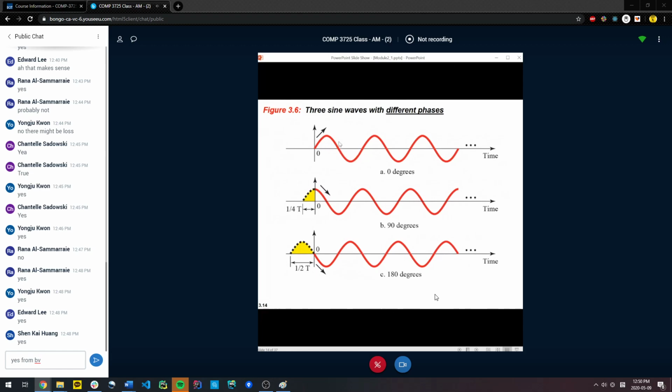This is 360. So the midpoint is 180. This peak here is 90 degrees. This peak here is 270 degrees. So I could have a 90 degrees phase shift, or I could have a 180 degrees phase shift. This is 0, this is coming down at 90, and then this is going at 180.